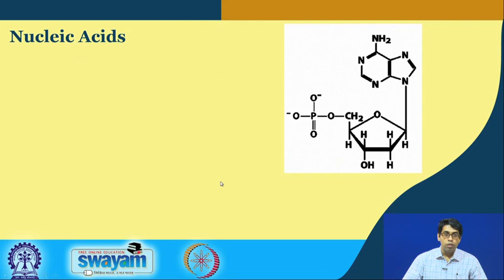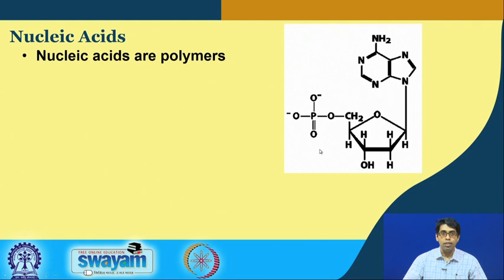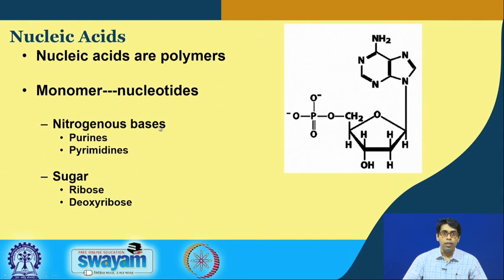So, what are nucleic acids? This is the typical structure of a nucleic acid. These nucleic acids are polymers, and this is the monomer of a nucleic acid, and these monomers are called nucleotides. If you see, there are three different components in this nucleotide. The first component is the nitrogenous base. There are two types of nitrogenous base, purines and pyrimidines, and again we will see in the next slide, there are two purines and two pyrimidines. So, there are four different types of nitrogenous base, which is shown up here.